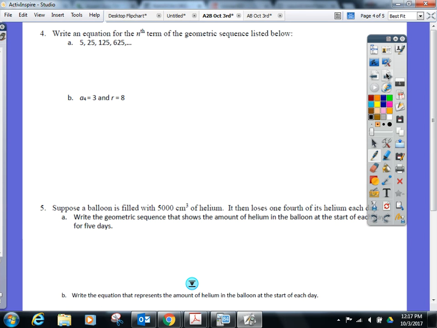Here you go. Write the equation for the nth term, which means get your explicit formula out and don't plug in for n. Leave n as is.